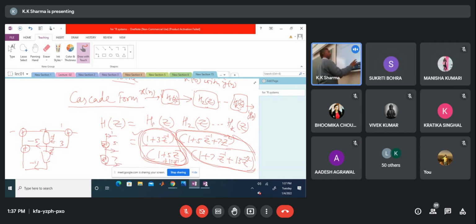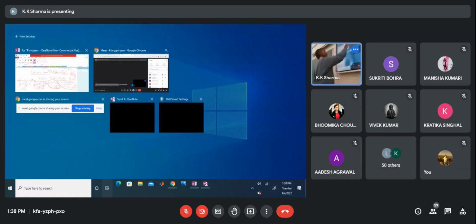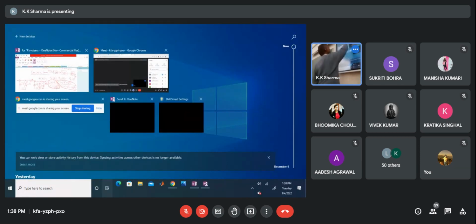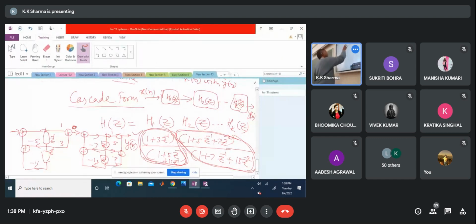Direction of arrows matters. What are the elements here? -7, -13. That's it. And you add that. Now this arrow will be like this. So output of this first block is fed as the input, and output of the last block is my output y(n). This is my input, x(n).